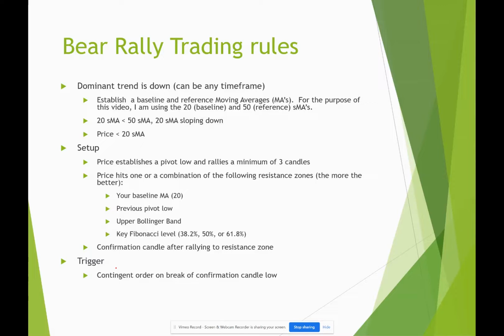it needs to hit maybe a previous pivot low. So it goes back up to the pivot low, which is support becomes resistance. Maybe the upper Bollinger Band, or definitely a key Fibonacci level, 38.2, 50, or 61. And I look for those convergence zones, and those are where I start getting interested. So that's kind of the get ready, get set, or on your marks, get ready. And now we need to find the get set. And the get set is going to be the confirmation candle. And then the trigger is going to be a contingent order on the break of the confirmation candle low.